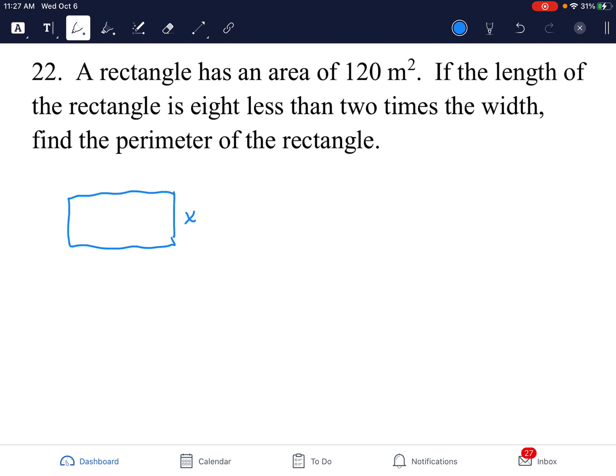Okay, what is the length? It is 8 less than 2 times the width. So 2 times the width and 8 less than that. There's your length. So now we have the dimensions of our rectangle. I almost said triangle. We found the dimensions of our rectangle.